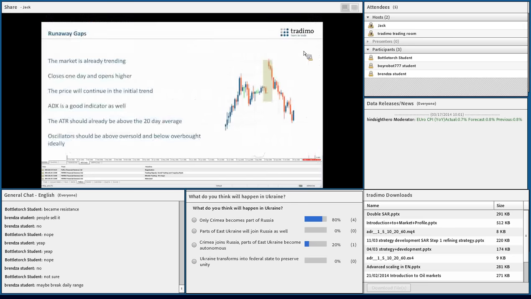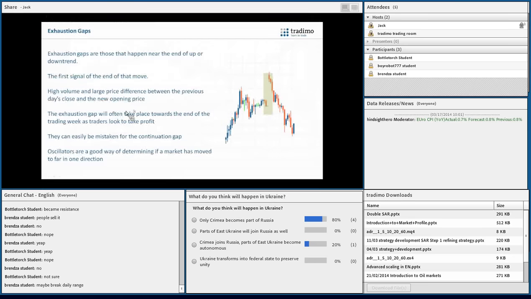Is the exhaustion gap. Okay, the exhaustion gap, very, very important, guys. It can be used, and I've used the wrong slideshow on the last slide, so I apologize. Basically, this one here is massively important. The reason it's so important is because it will signal a reversal in the market, and these gaps will always happen near the end of a trend.